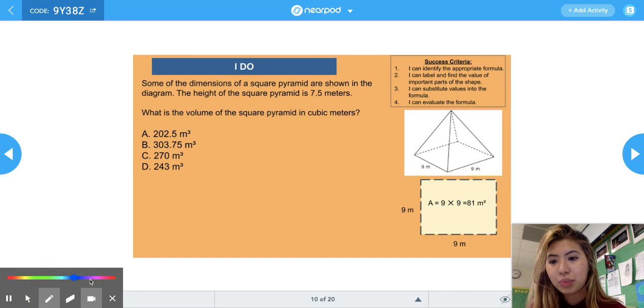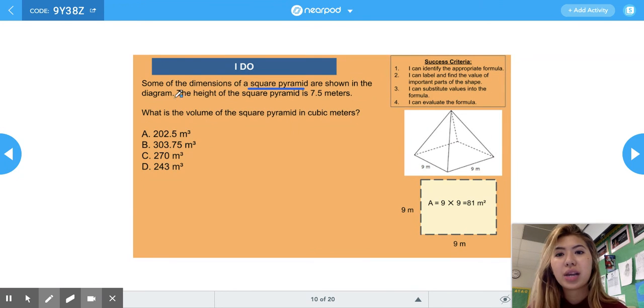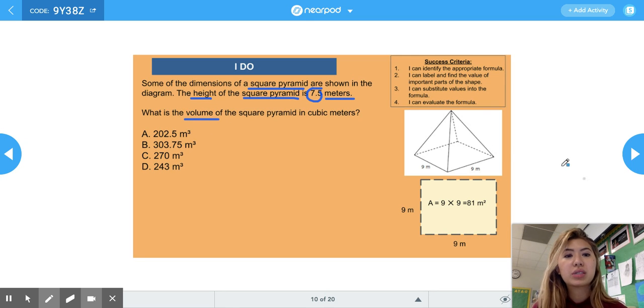This next IG problem reads, some of the dimensions of a square pyramid are shown in the diagram. The height of the square pyramid is 7.5 meters. What is the volume of the square pyramid in cubic meters? So in this case, we are given a diagram, so we don't have to draw it. So the square pyramid already has the base side lengths labeled as 9 meters. And so I'm just going to label the height of the pyramid, which is 7.5 meters.